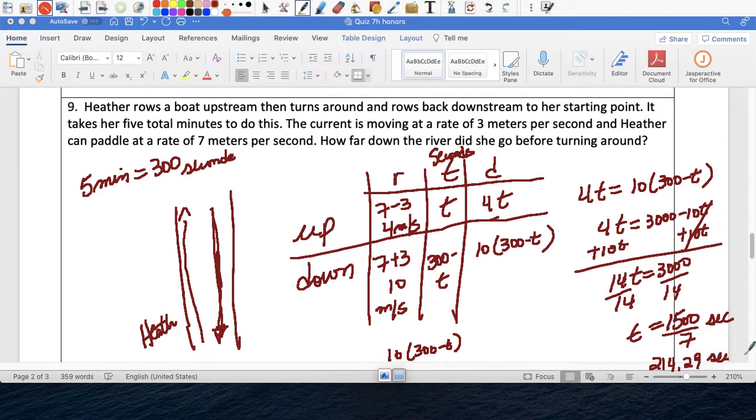Okay, so hang on a second, my charger's about to die. So T equals that.